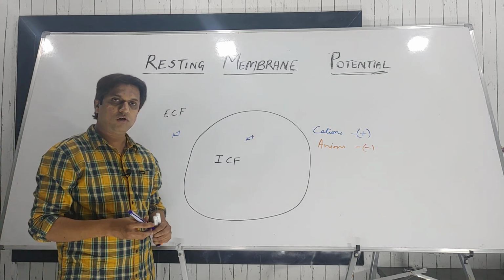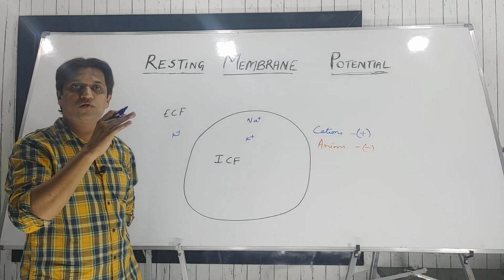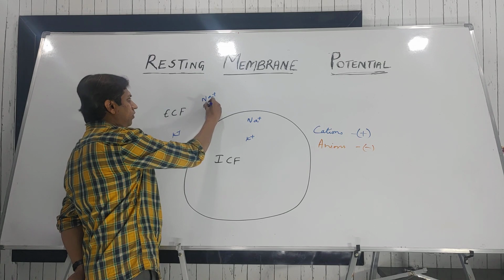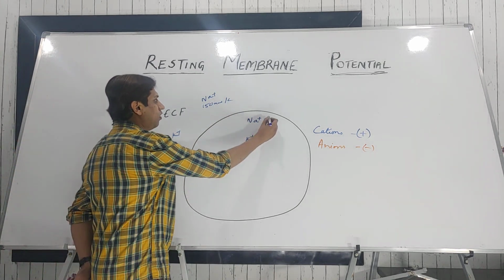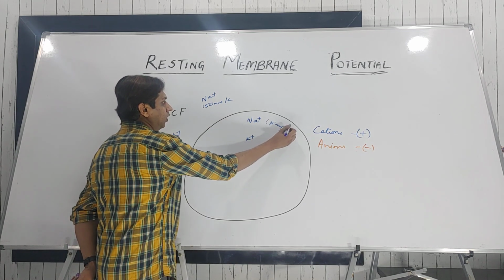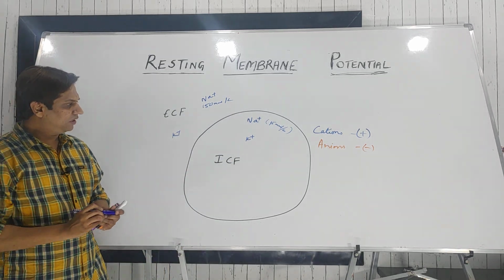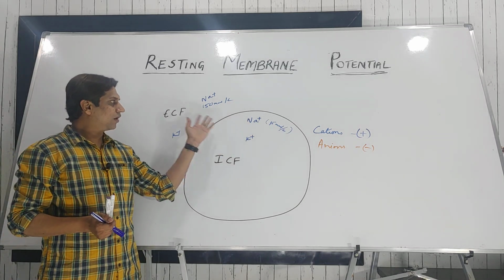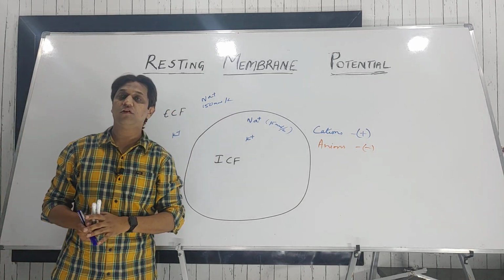Similarly, if we consider one more cation, sodium, the concentration of sodium outside the cell, that is in the extracellular fluid, will be around 150 millimoles per liter, and inside it will be just around 15 millimoles, 10 times lesser. So the concentration is more outside as compared to the inside. Similarly, chloride also is more outside as compared to the inside. So the ions are not distributed equally in the intracellular fluid and extracellular fluid, that is, the concentration varies.